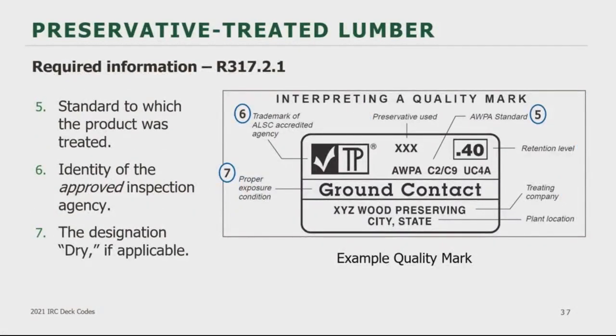Continuing on with the quality mark, number 5 on the screen is the standard to which the product was treated. Number 6, the identity of the approved inspection agency. And then number 7, the exposure condition. And that's all the required information that's on a quality mark.